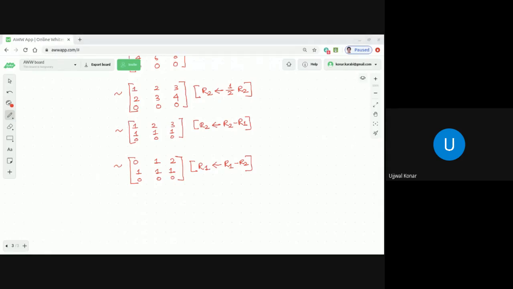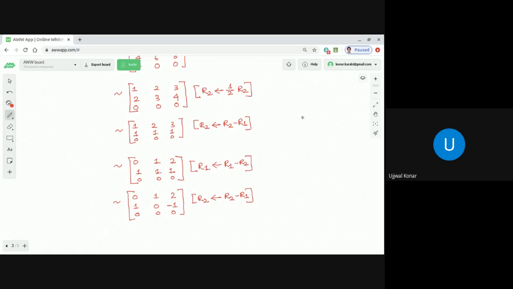After that, what you can do? R2 is R2 minus R1. That is, my new R2 is going to be the old R2 minus R1. So let's do this. What am I going to get then? 0, 1, 2 as it is, the first row. Second row becomes 1 minus 0 is 1, 1 minus 1 is 0, 1 minus 2 becomes minus 1, and 0, 0, 0. So dear students, we bring one more 0.